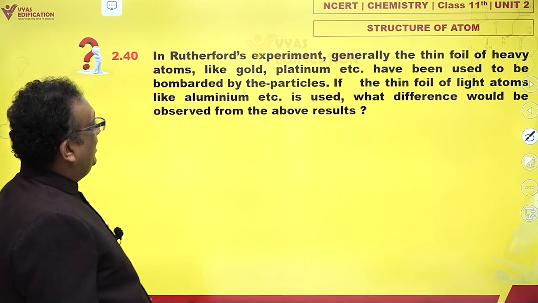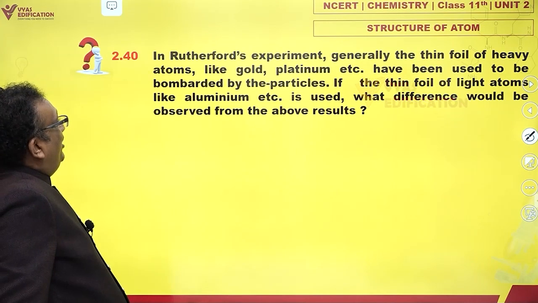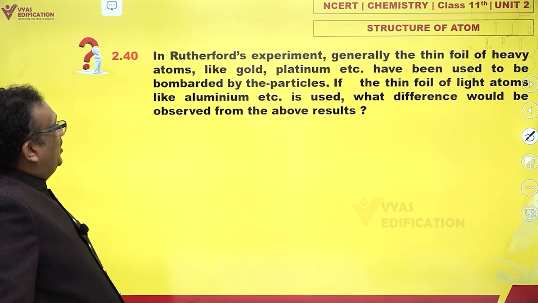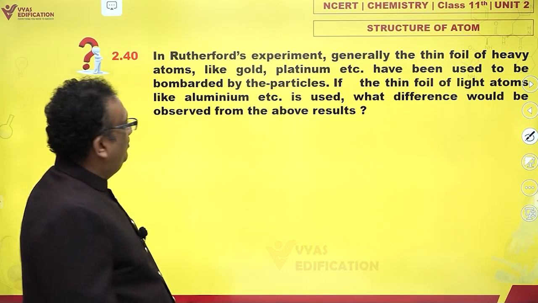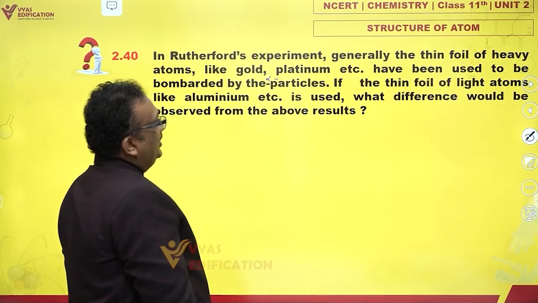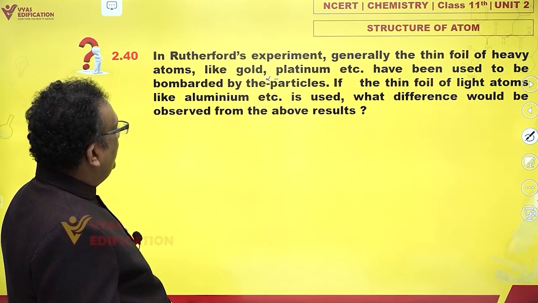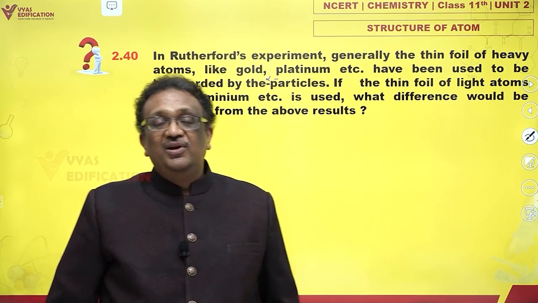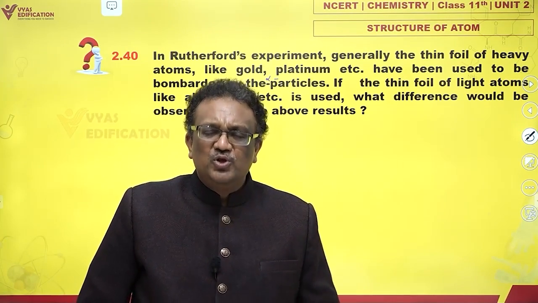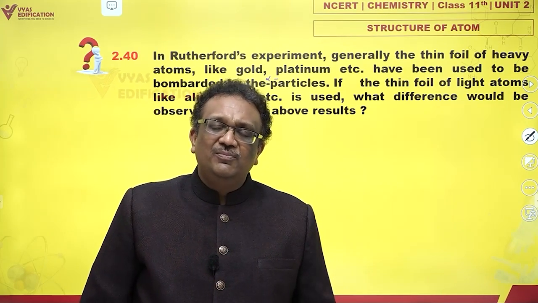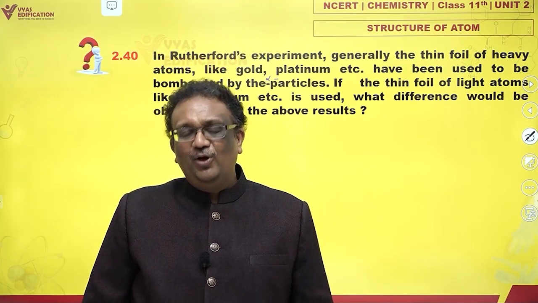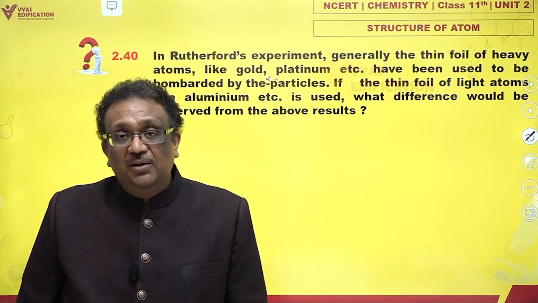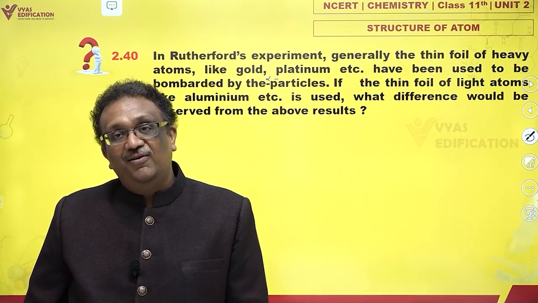In Rutherford's experiment, generally, the thin foil of heavy atoms like gold, platinum, etc. have been used for bombardment by alpha particles. Fine. If the thin foil of light atoms like aluminum, etc. is used, what difference would be observed from the above results? We used gold, we used platinum, they were pretty heavy. Why not use something as light as aluminum? We could. Just that the nuclei of lighter atoms like aluminum would not be so massive or heavy, right?